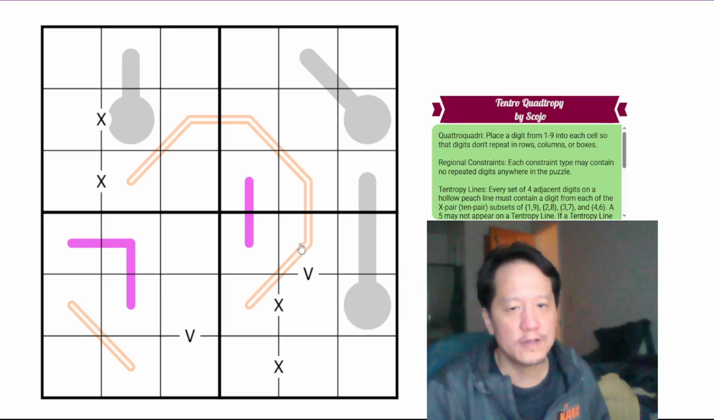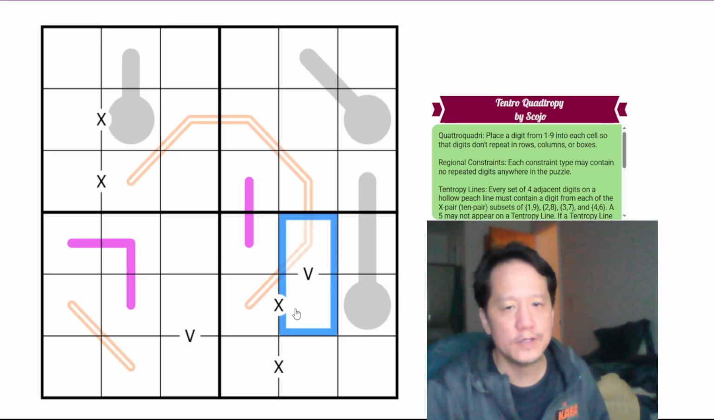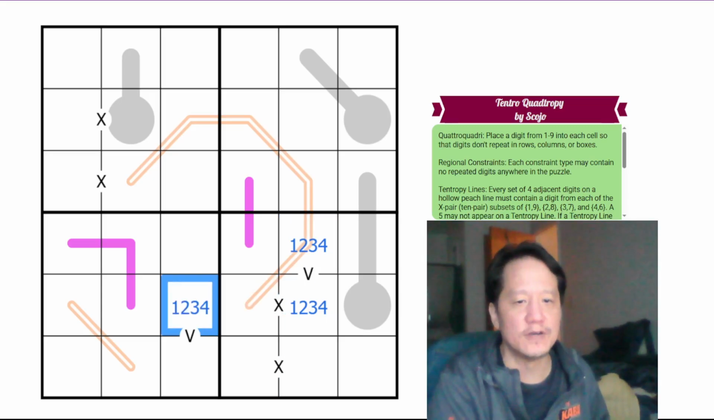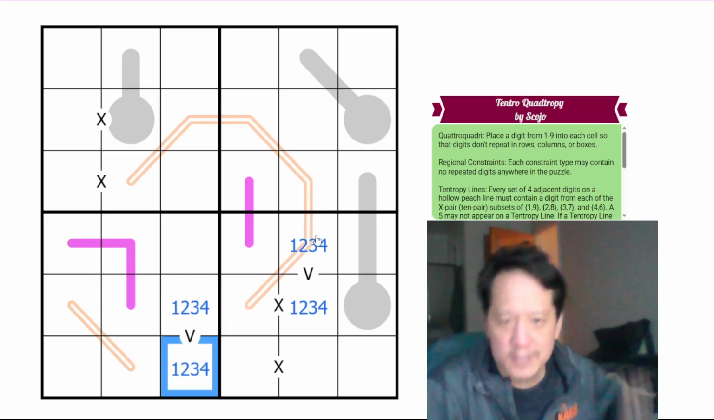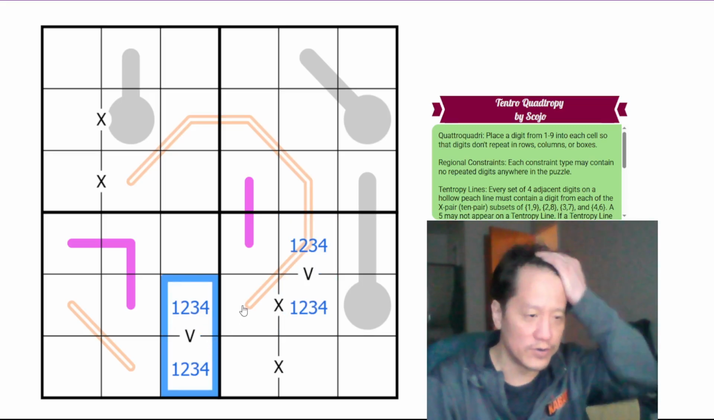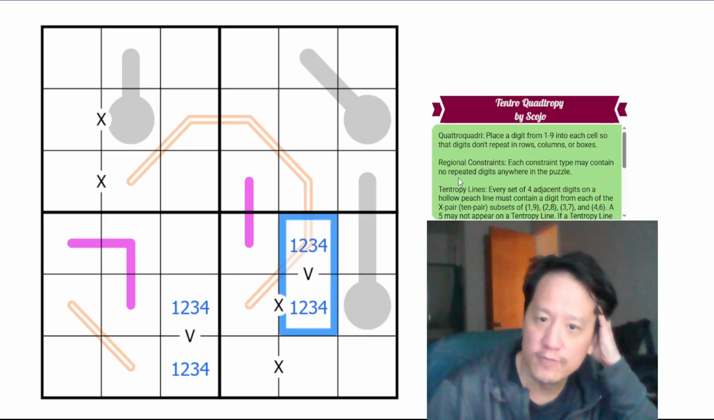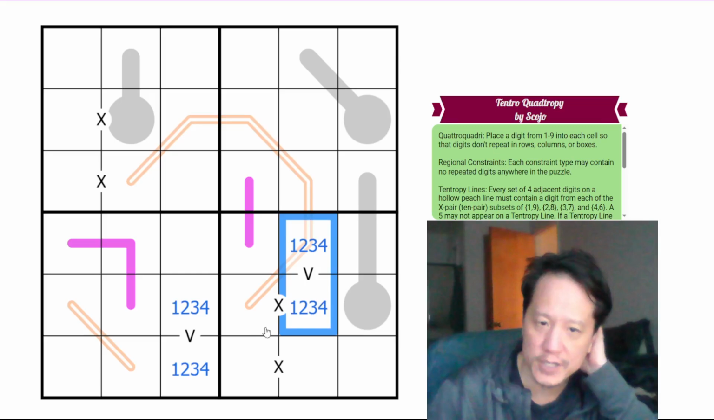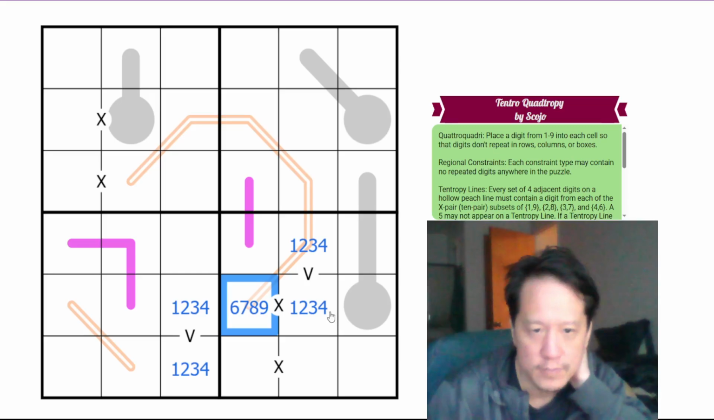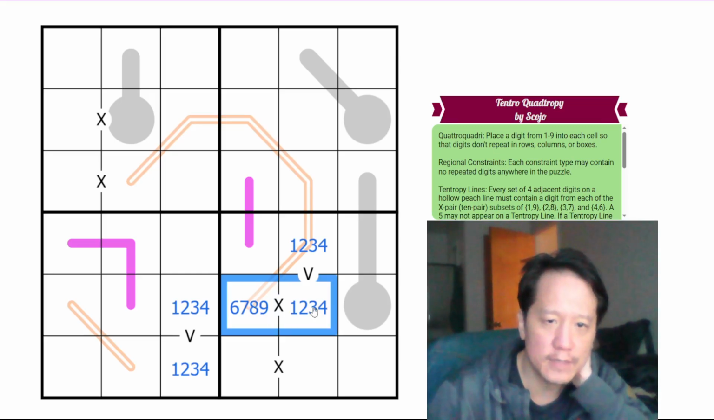Okay. So, these add up to 5, so this is 1 through 4. These have to be different digits, because we know there are no repeats on the regional constraints for any rule set. So then this is 6 through 9 here, to add up to 10.